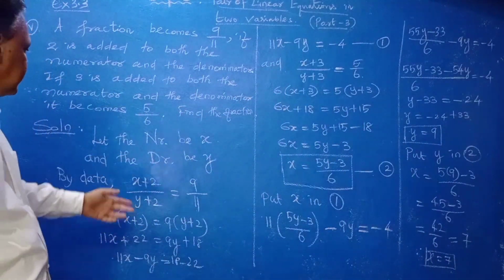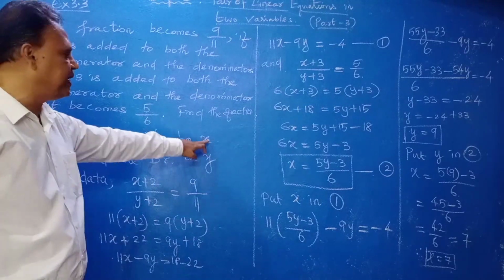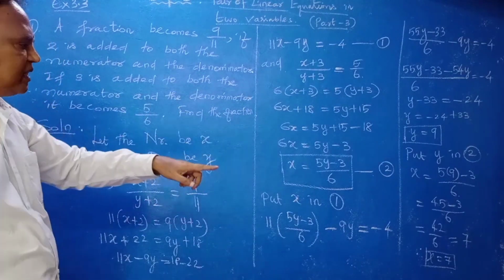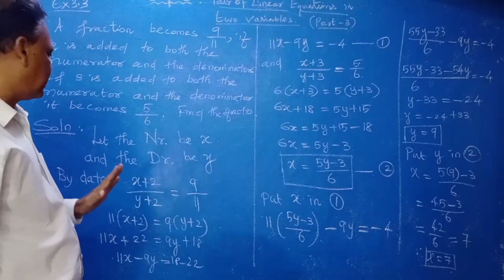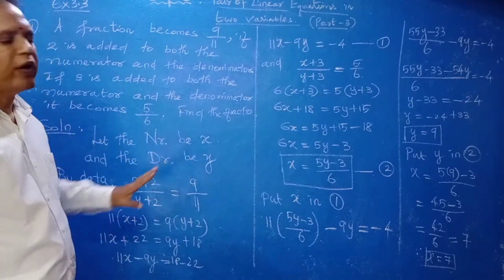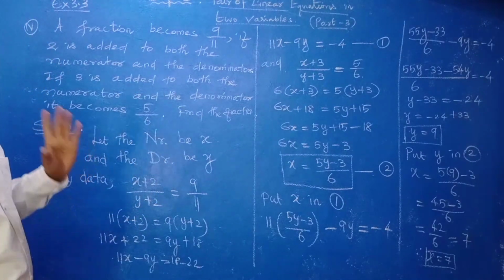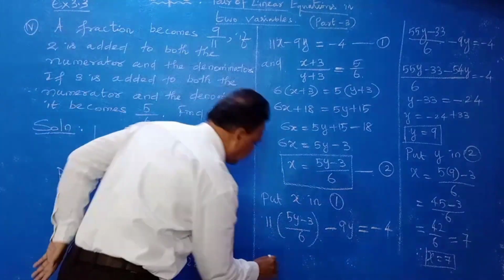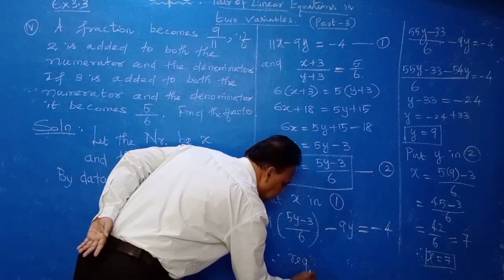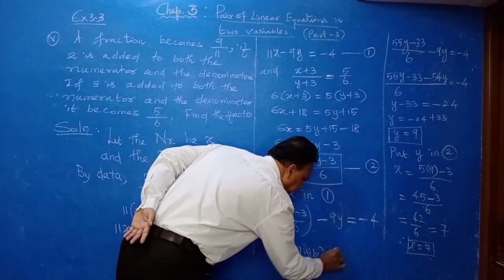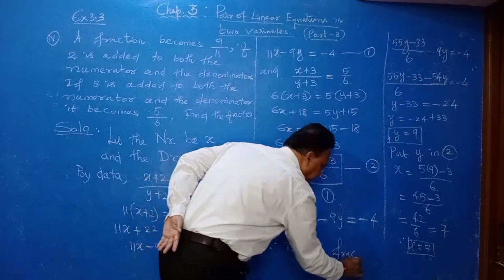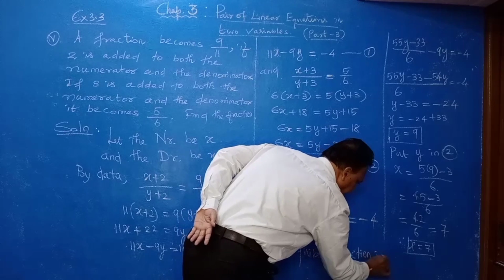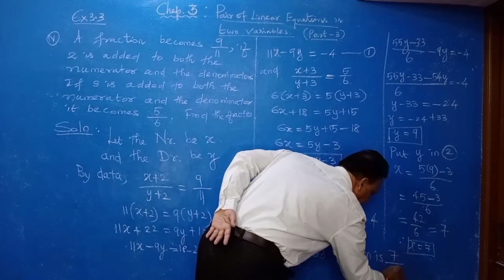Therefore, what is x? Here our assumption is numerator be x. So x is 7 means numerator is 7. What is y? Denominator be y. That means y is 9. Therefore, the required fraction is 7 by 9.